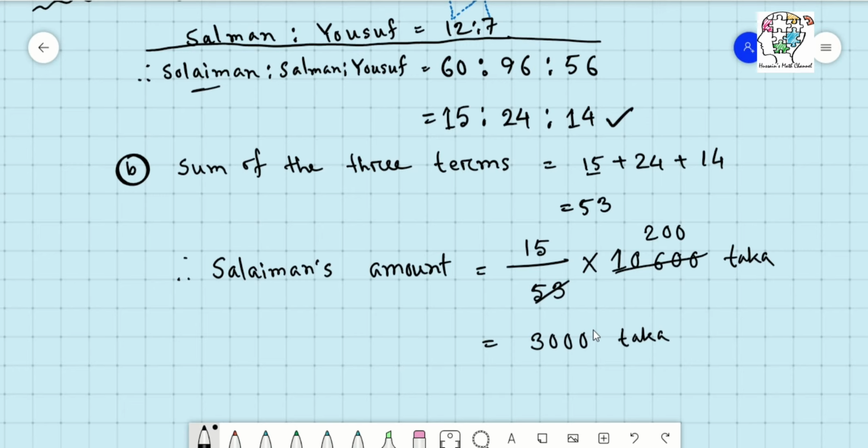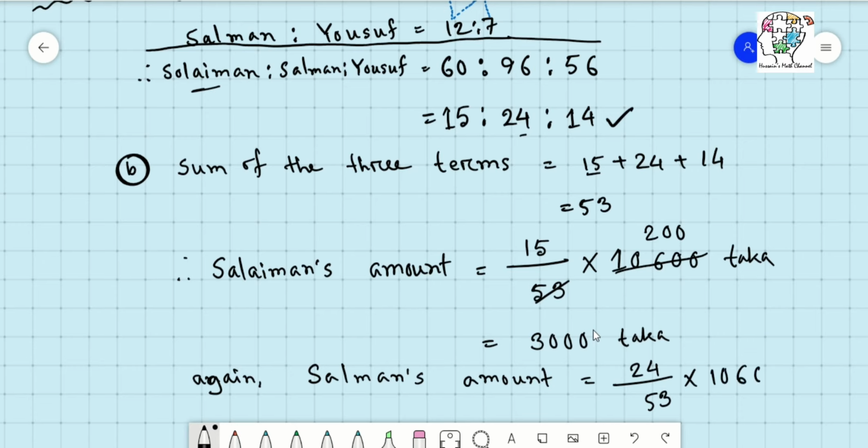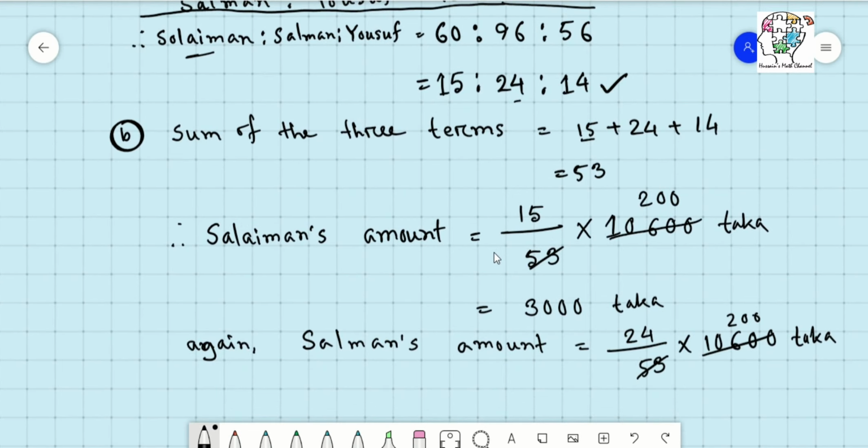Similarly, again, Salman's amount will be, Salman is the second term, that means 24. So 24 divided by 53 times 10,600 taka. So 10,600 divided by 53 will be 200, and 200 times 24 will be 4,800 taka, which is the amount of Salman's.